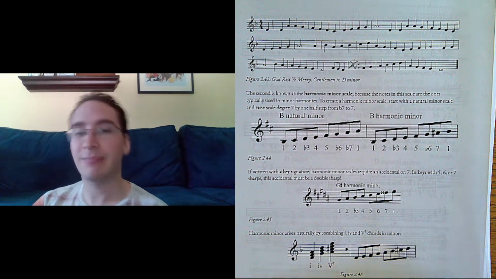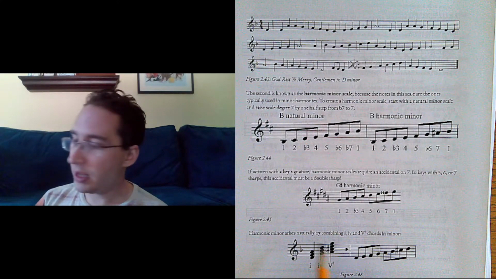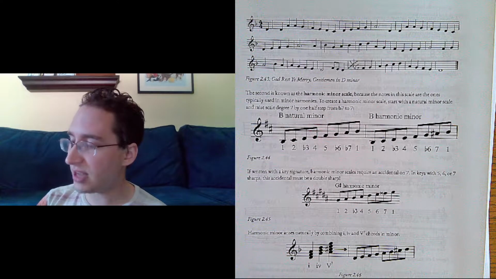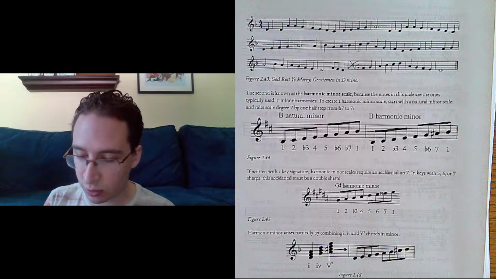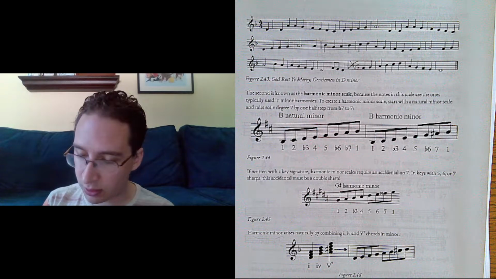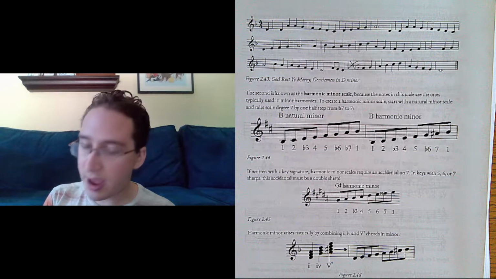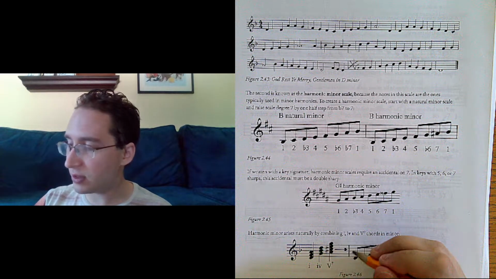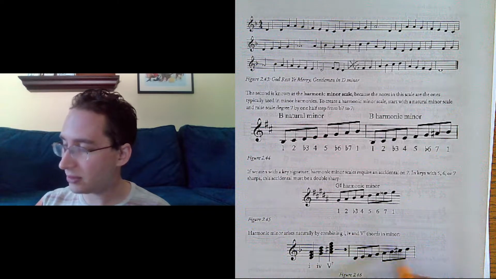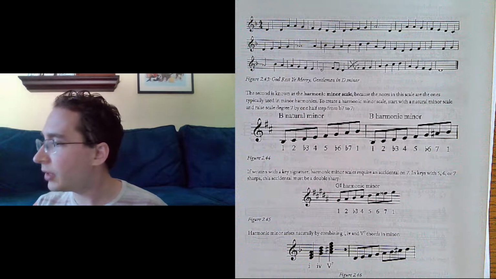sharp. There you go. And the way that we get a harmonic minor scale is by combining our 1 chord, our 4 chord, and our 5-7 chord. And if you take all of those notes and put them in the order of a scale, that's how you get your harmonic minor scale.